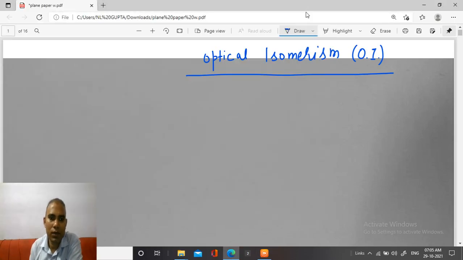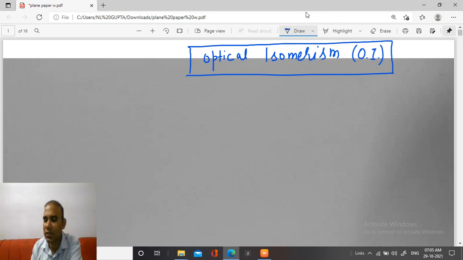Hello students, today we are going to discuss optical isomerism. Many students are facing problems with this in 11th standard, so that is what we are going to understand. Optical isomerism is also part of stereoisomerism, where a few things are common.